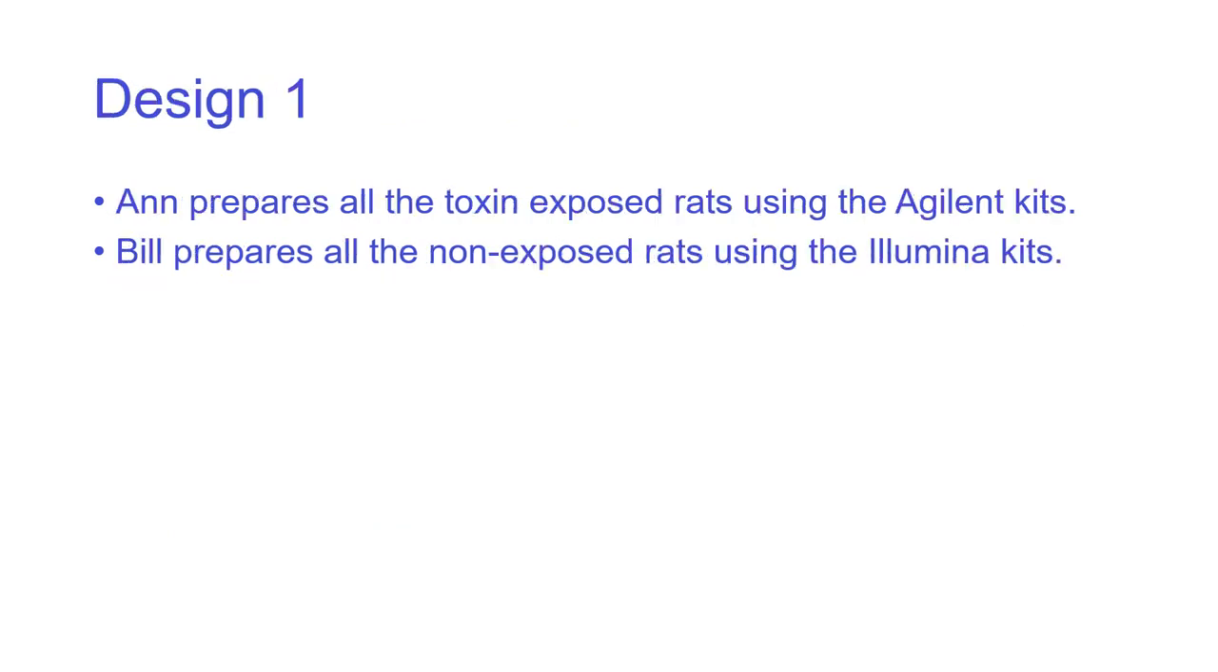There are more. So design 1, I give Anne all of the sachets, the food supplements which have the toxin in, and make sure that she exposes the rats to toxin, and I give her all the Agilent kits to do the processing of the data and the collection of the data on the samples. Whereas Bill has all the control samples and Bill uses all the Illumina kits. So what's wrong with this design?